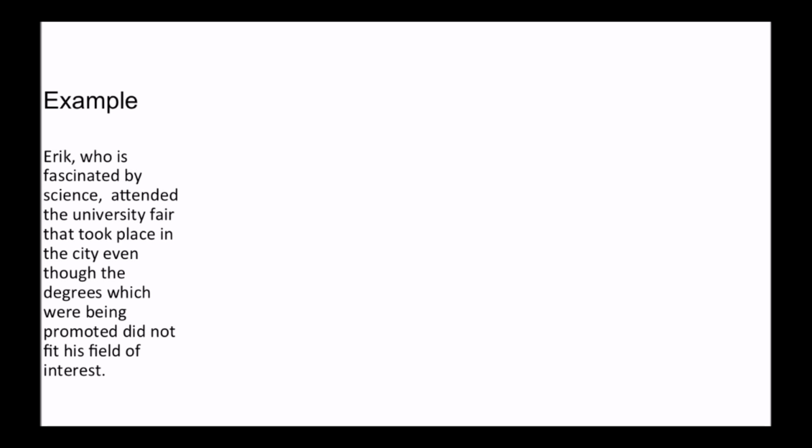Now we're going to see an example of a sentence with some relative clauses. So the sentence is: Eric, who is fascinated by science, attended the university fair that took place in the city, even though the degrees which were being promoted did not fit his field of interest. First, what we have to do is find the main clause, which here would be Eric attended the university fair that took place in the city. So let's diagram it.